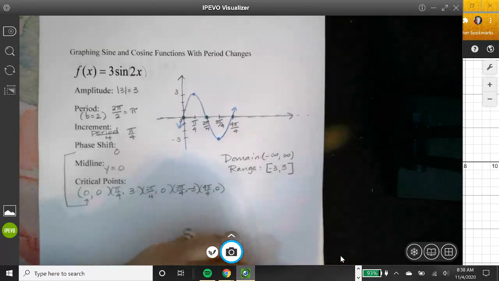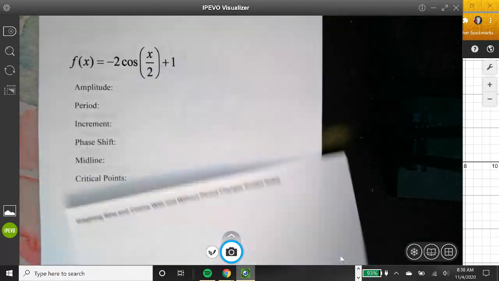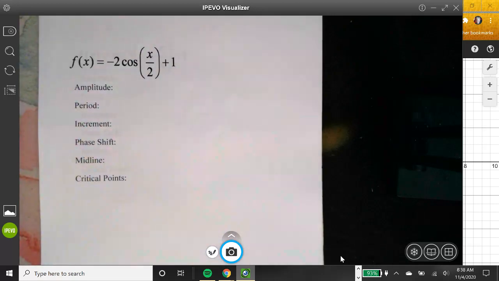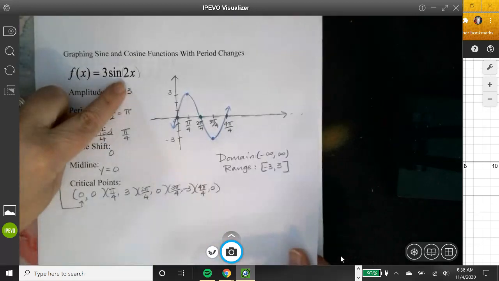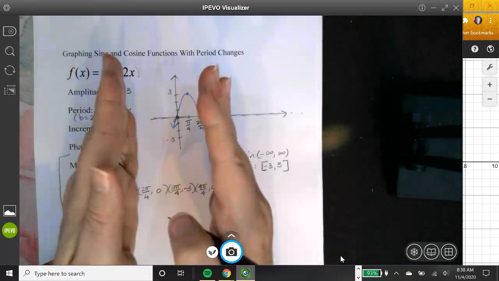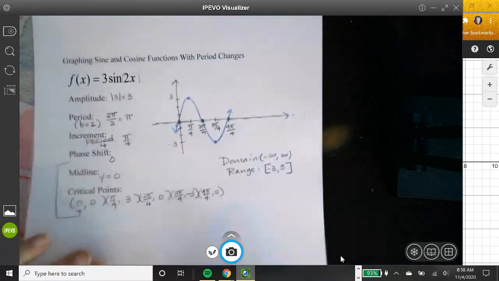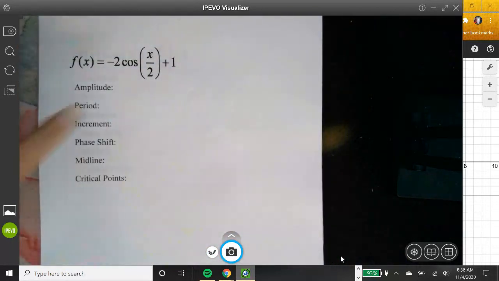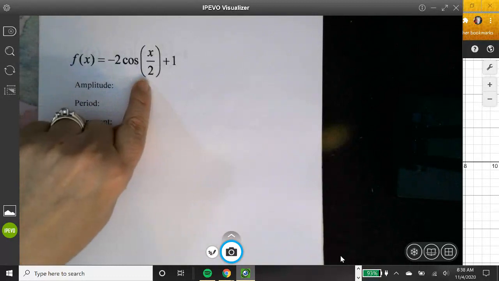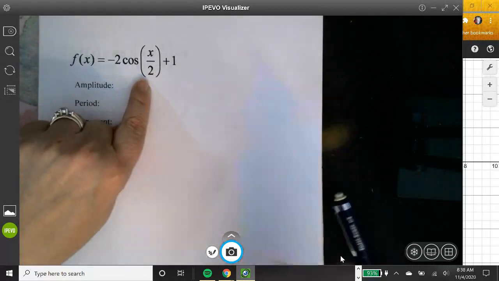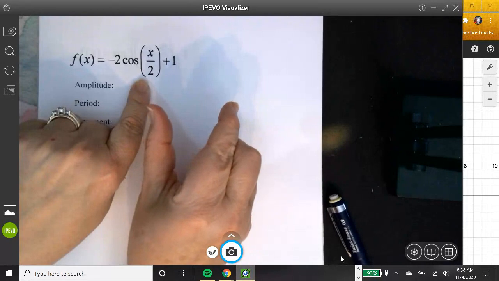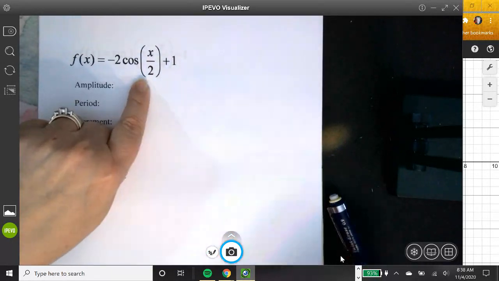Okay? All right, here we go. Let's amp it up. So if this takes the period and shrinks it by half, what do you suppose is going to happen to this one if b is 1/2? It's going to take the period that was 2 pi and stretch it by 2.